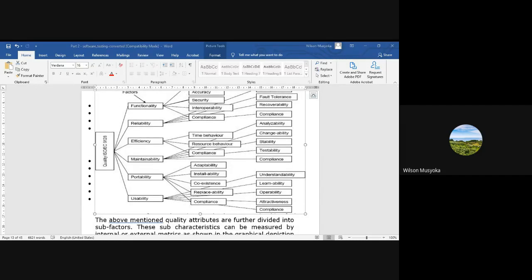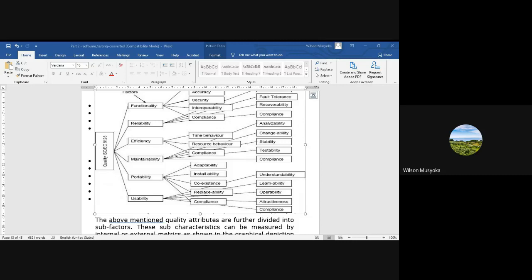Then we look at usability, and we look at it in terms of understandability, learnability, operability, attractiveness, and compliance. So understandability: you as a user, are you able to understand how the system operates without any challenge?